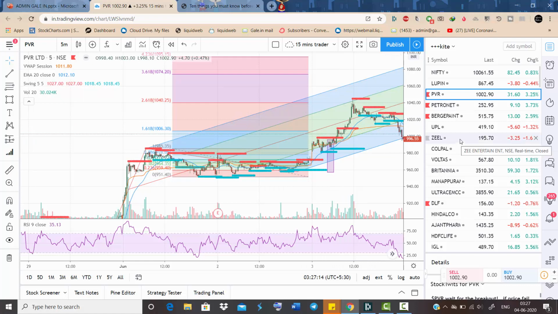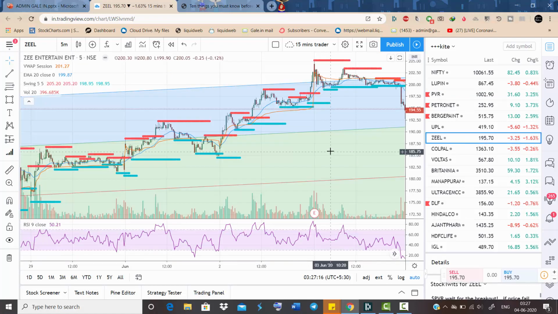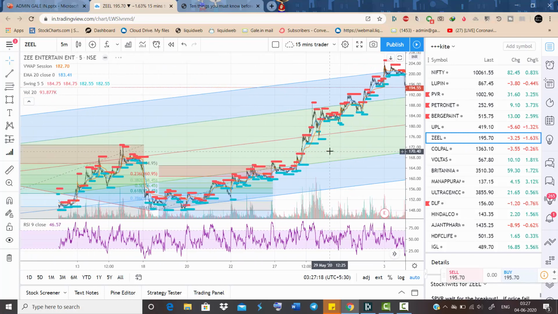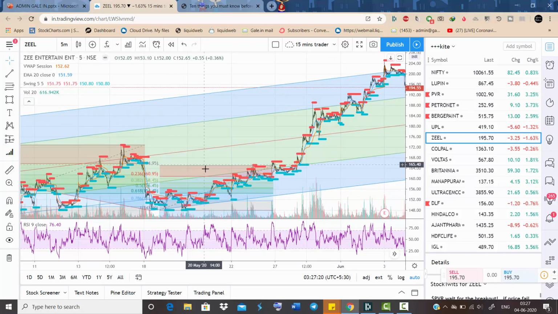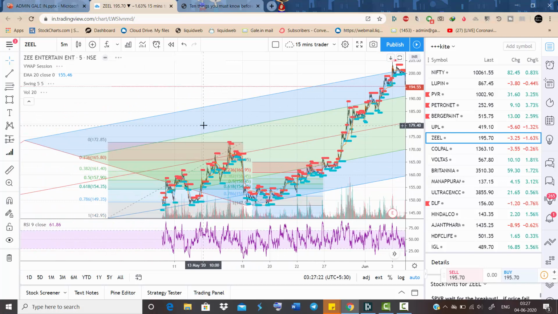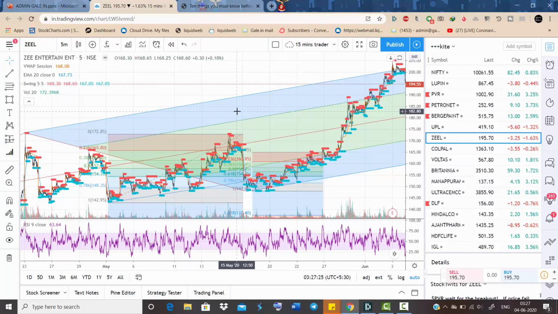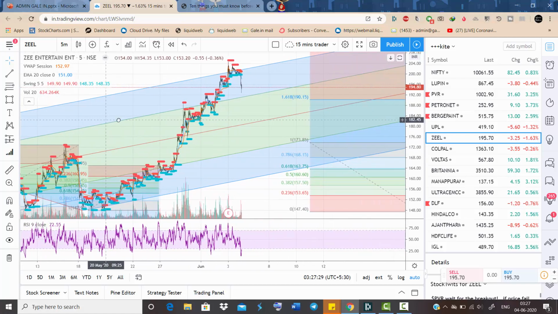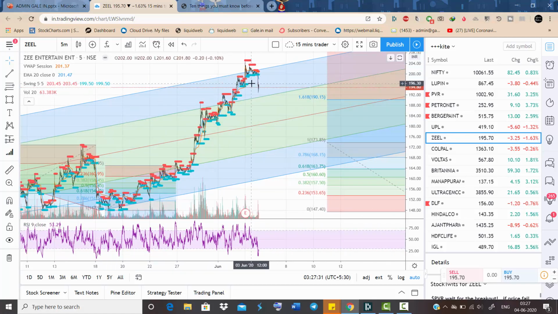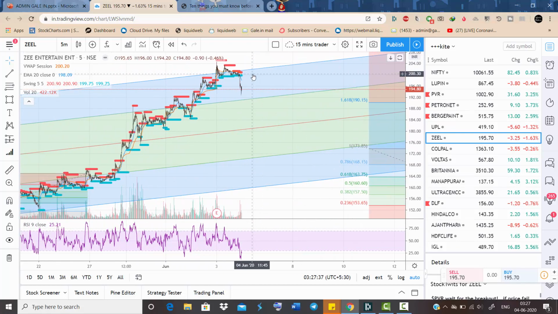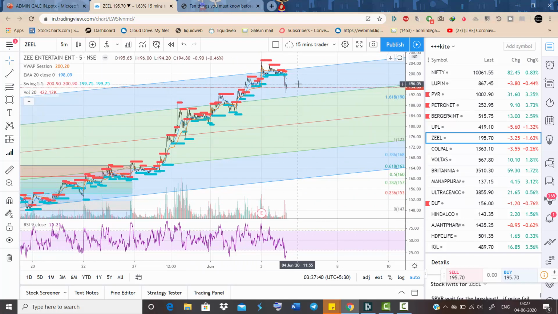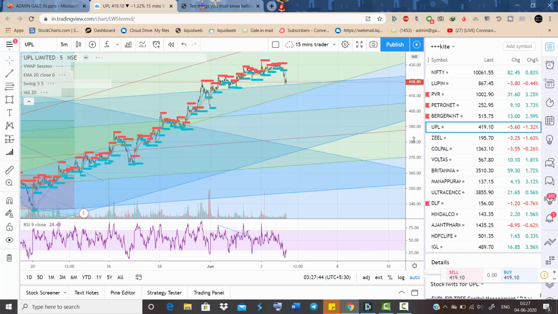Now we can consider Z. We have already marked these median lines and Fibonacci levels. You can see the stock is trading closer to this, just above this blue channel, where we are not comfortable trading the stock. So we avoid. So you can see it's a downtrend. Same with UPL.